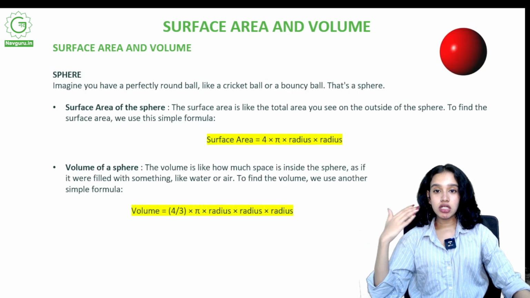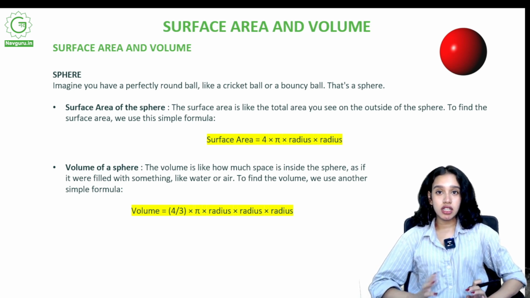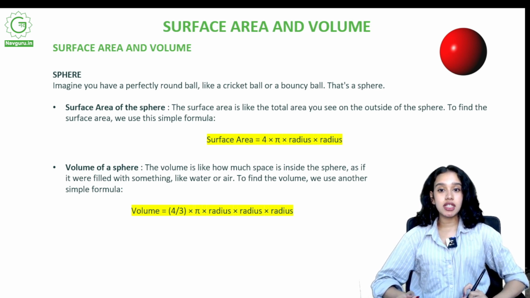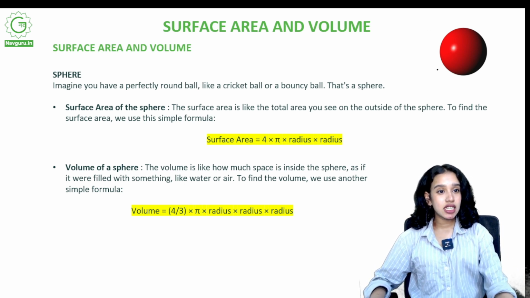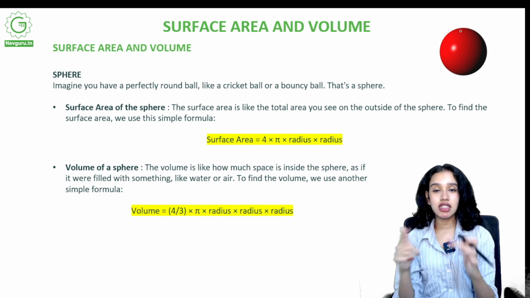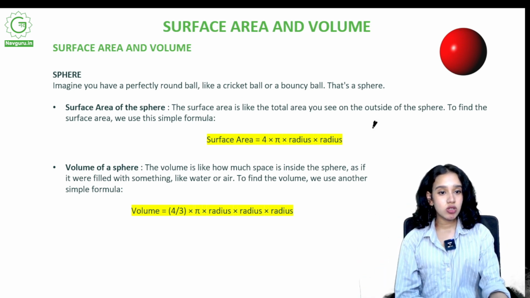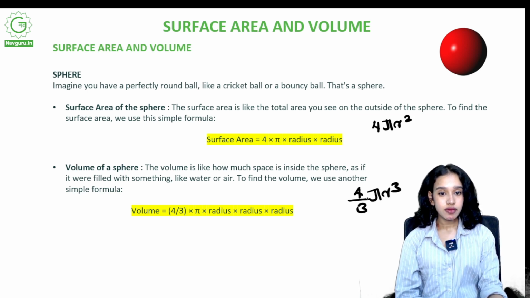Now let's talk about the sphere. A sphere is a very common shape which we find, right? We have balls in the shape of a sphere. Now, the surface area of a sphere. Let's say that a sphere is constituted of 4 circles, and we could say that the surface area of a sphere is 4 pi r square, and the volume of the sphere is 4 by 3 pi r cube.